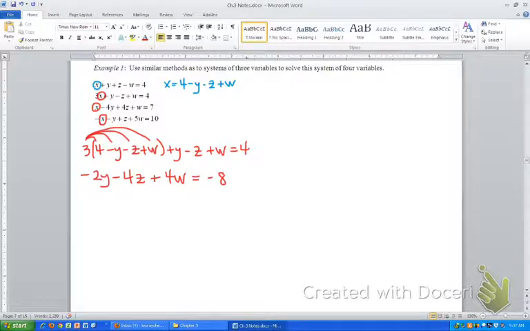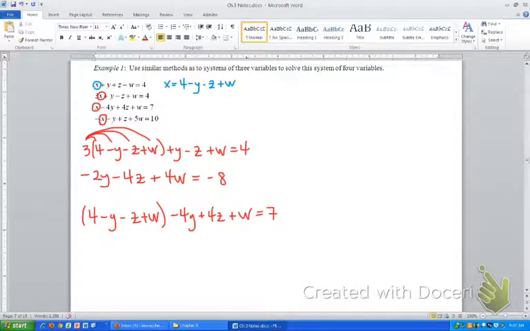All right. For my second equation, I'm plugging into the third equation in the given. So I've got just plain old x, which is going to be 4 minus y minus z plus w, substituting in. And then we've got minus 4y minus 4z, plus 4z, thank you, plus 4z plus w equals 7. Okay?